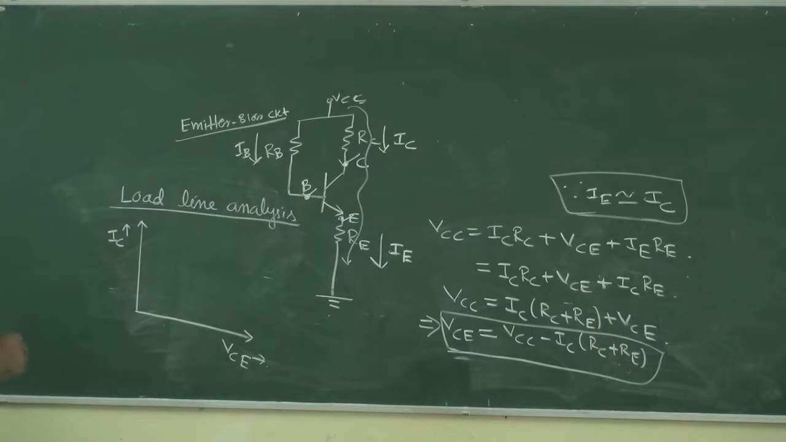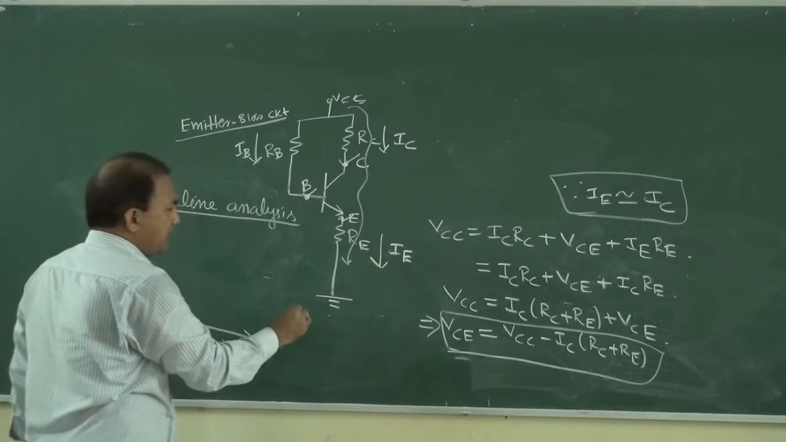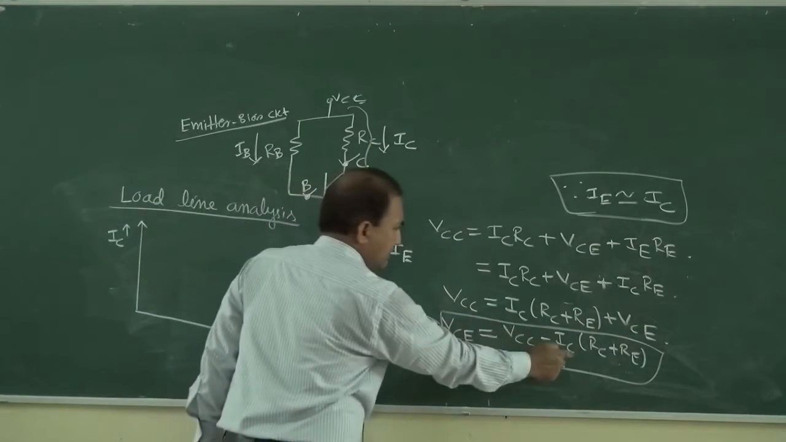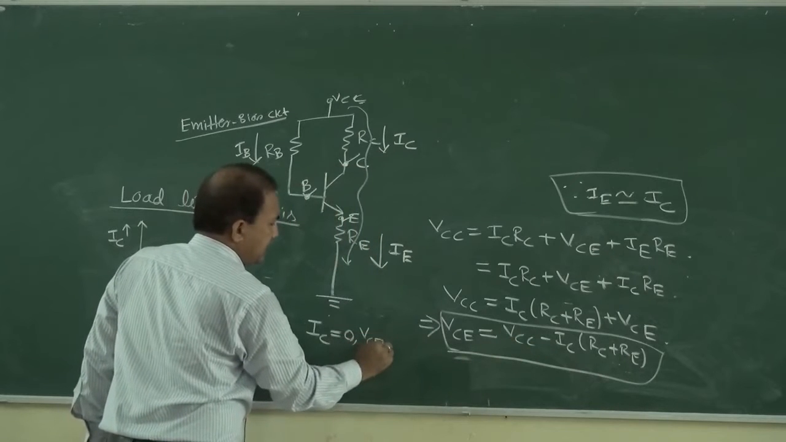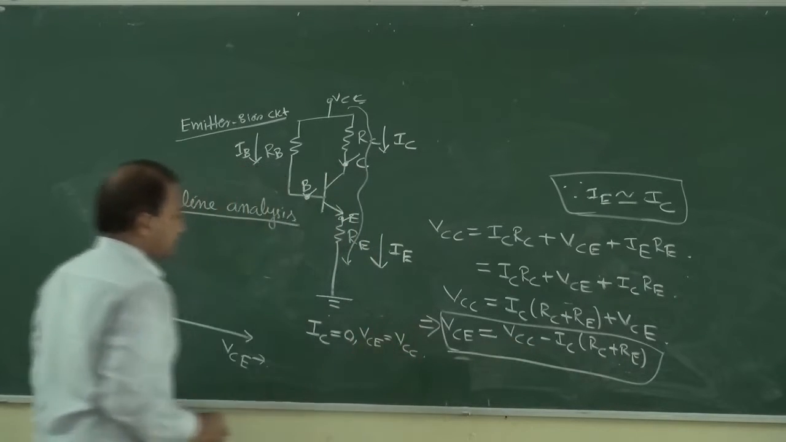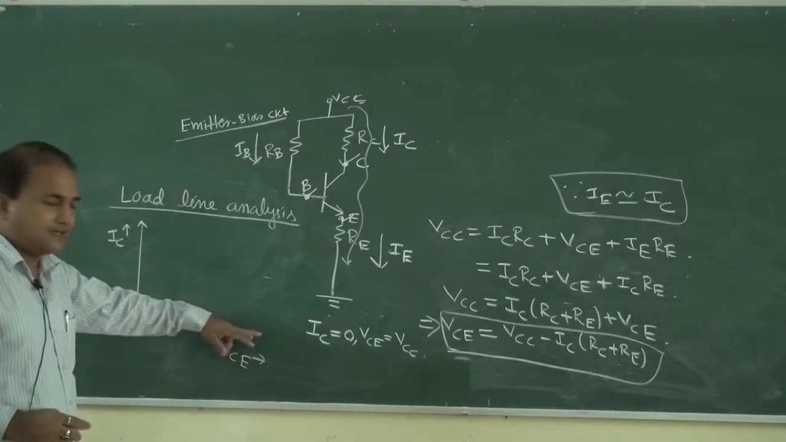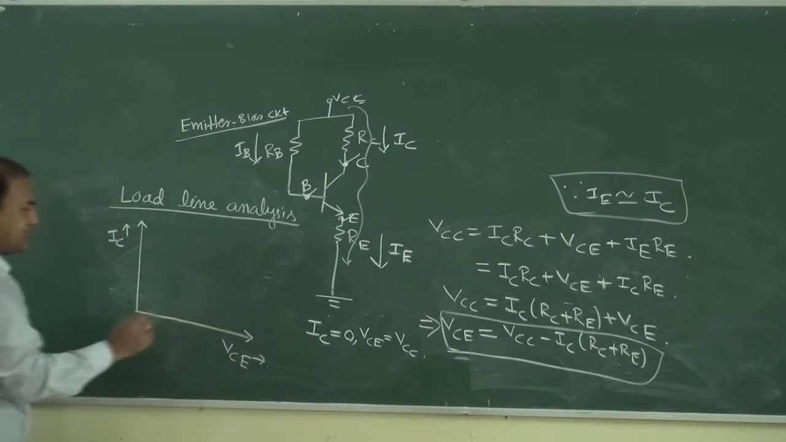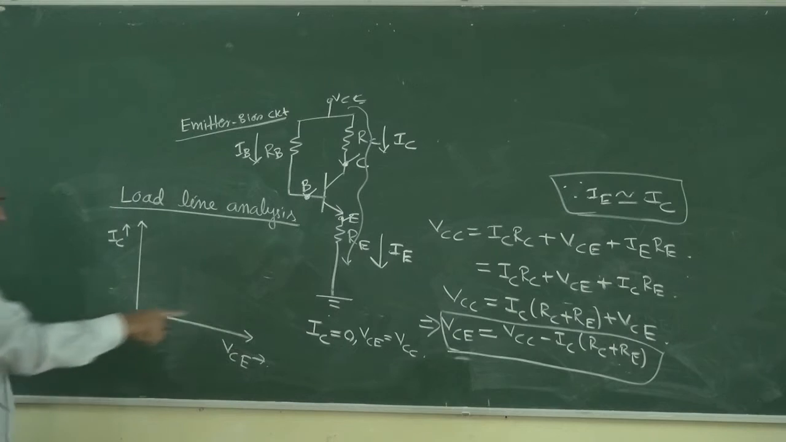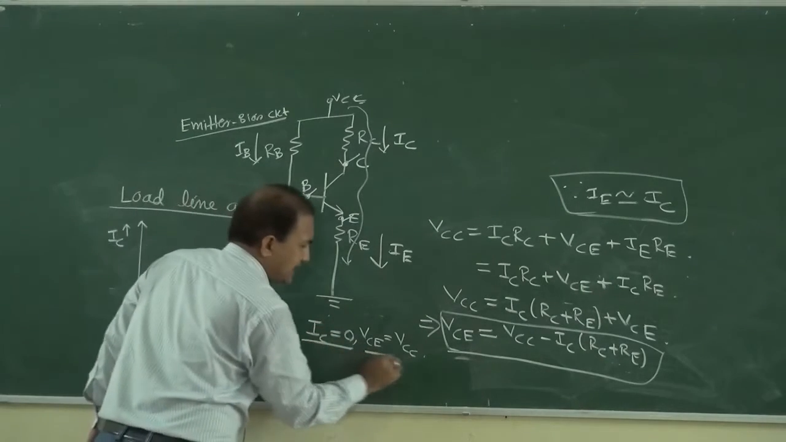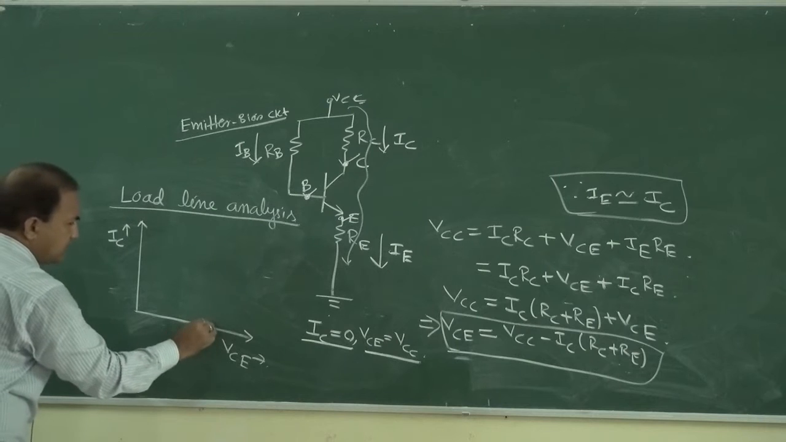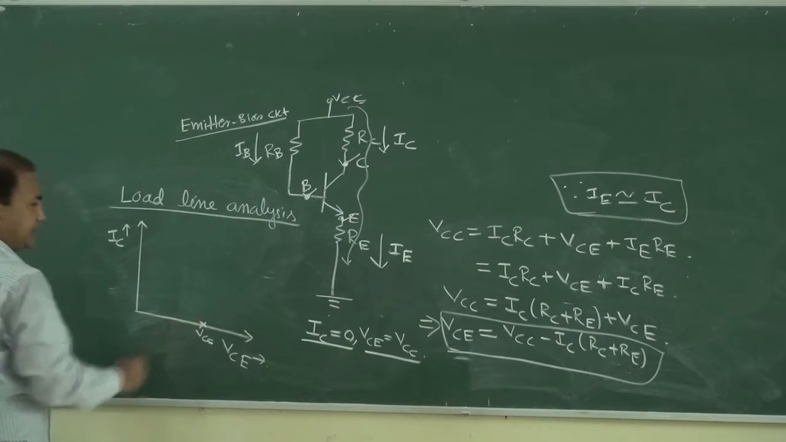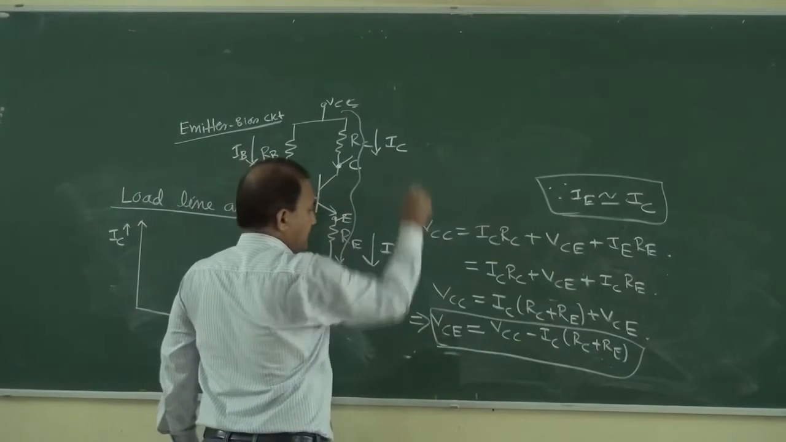How can we plot the load line? For plotting the load line, if IC is equal to 0, then VCE is equal to VCC. On the horizontal axis, that is the VCE axis, IC is equal to 0, so VCE is equal to VCC. Suppose this point is your VCC. Okay, so we can get one point.